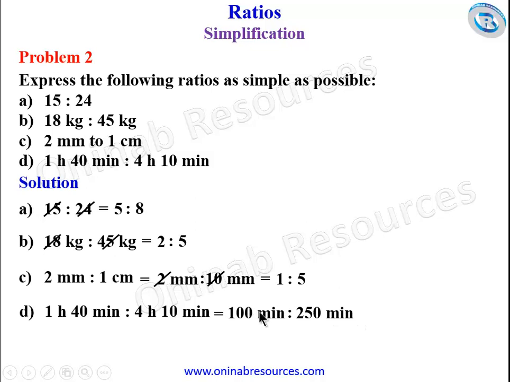We then simplify. 50 can divide both this and this. I would have said 0 cancel 0, 5 here, 2, 5 here, but I can just go with 50. 100 divided by 50 gives 2. Ratio 250 divided by 50 gives 5. So we have our answer as 2 ratio 5, which is the end of solution to problem 2.